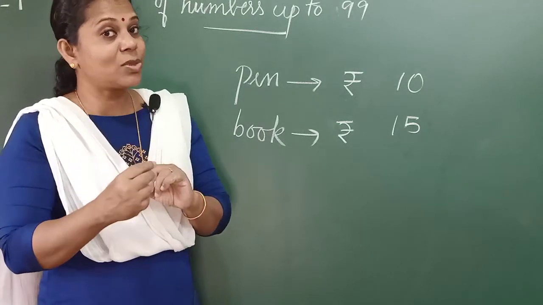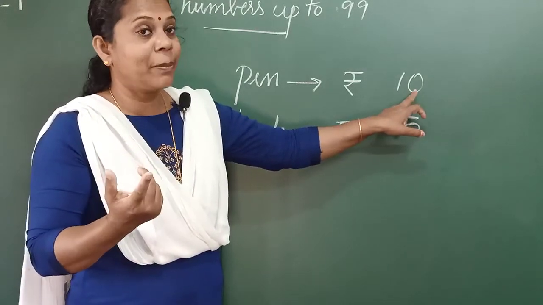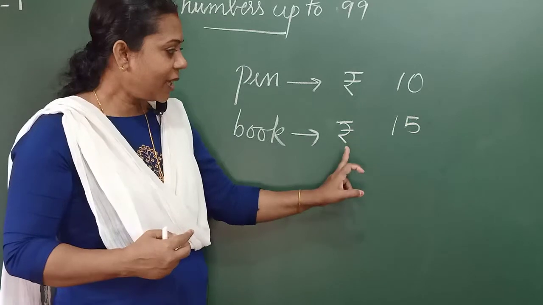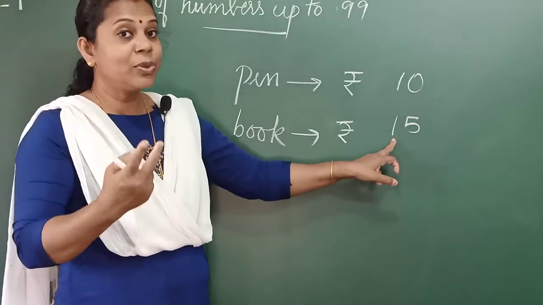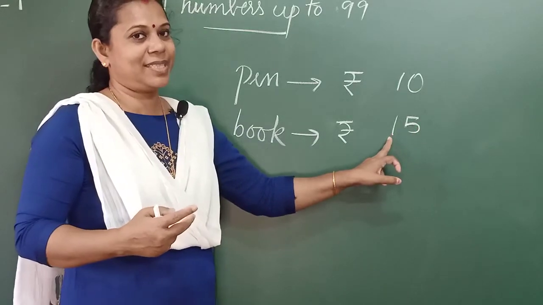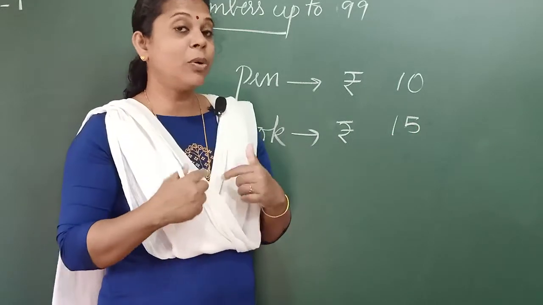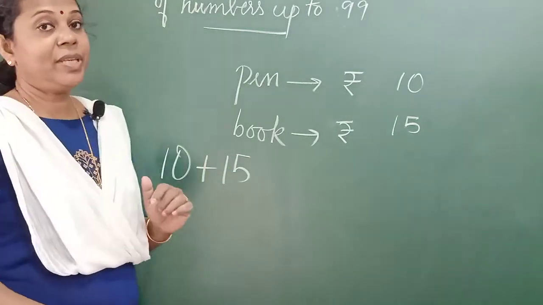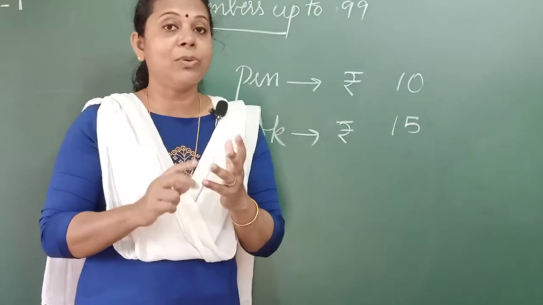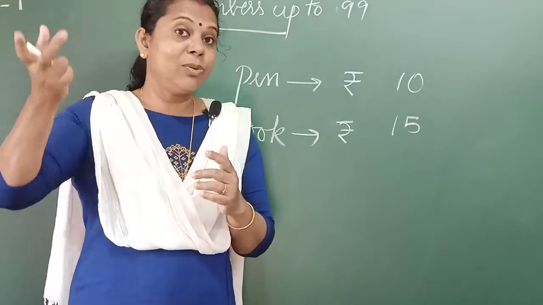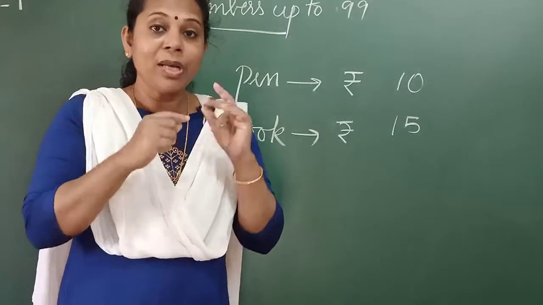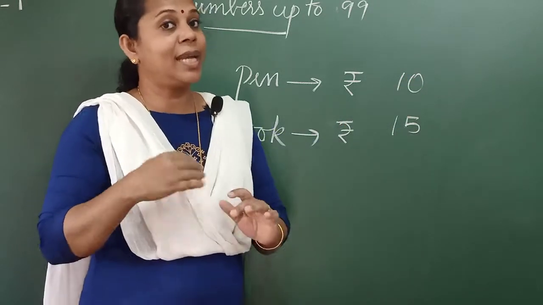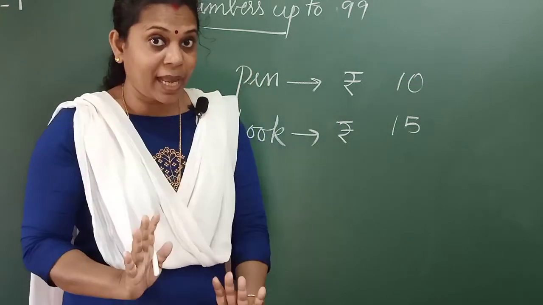And what is special about these two numbers? They are two digit numbers. 10 is a two digit number, with a ones place and a tens place. And 15 also is a two digit number, with a ones place and a tens place. Now, I am going to add the numbers. How do I add 10 plus 15? If it is 2 plus 3, I can very well use my fingers or my memory. But 10 and 15 are larger numbers. So I have to write and add.